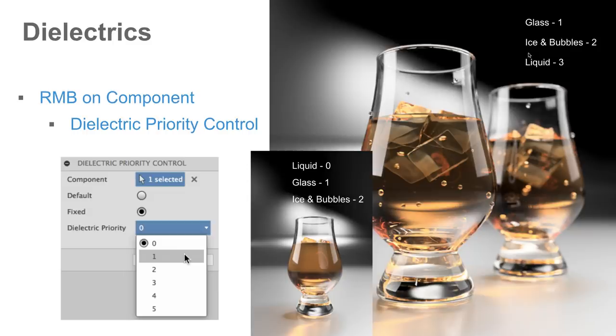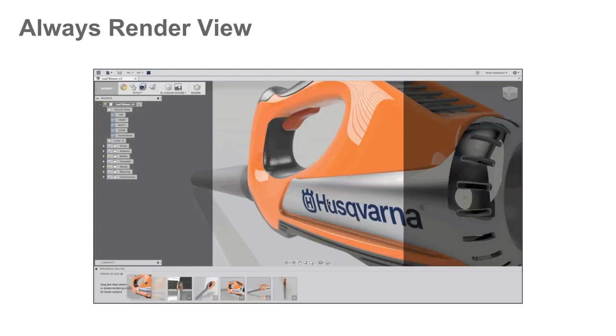But you can see there's a very profound difference between the larger image and the inset image, and that's just making one simple change to the dielectrics. So something to be aware of.